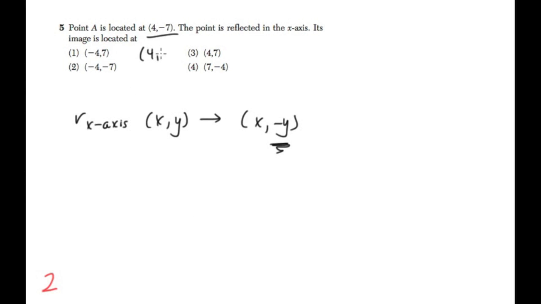So that's number 4. Question number 5 says point A is located at (4, -7), and the point's reflected in the x-axis. So its image is located at, well, this is just one of your rules. What is our reflection in the x-axis of (x, y)? This was one of our first videos. It's just (x, -y). You just flip the opposite variable. So (4, -7) would translate to (4, 7), choice 3.